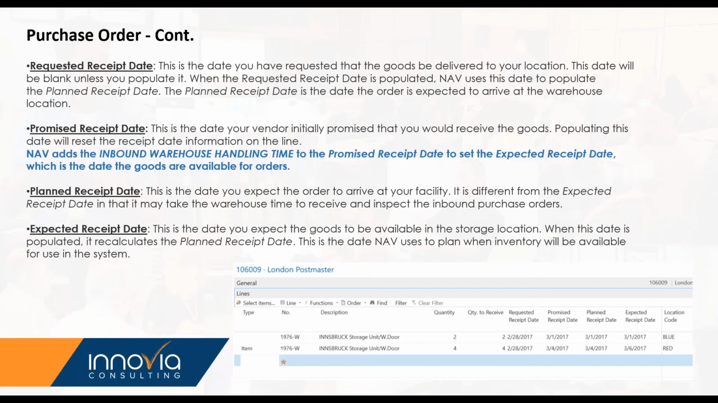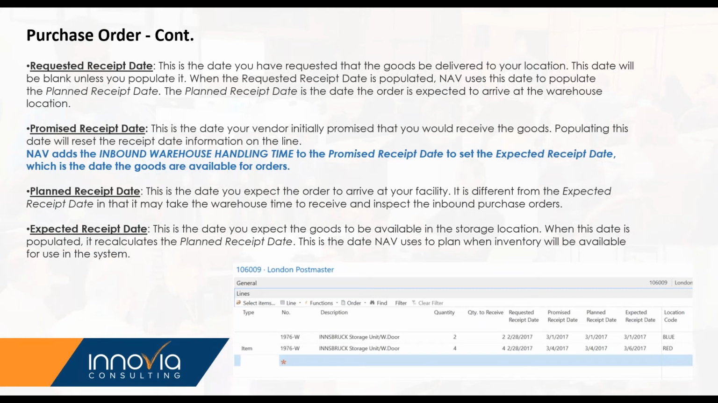On the purchase line, we are going to see our requested date. This is the date that we are requesting that our product be delivered to us. It is important that when you are submitting an order to a vendor, you are giving them a requested date. The requested date may represent today, it may represent the lead time.